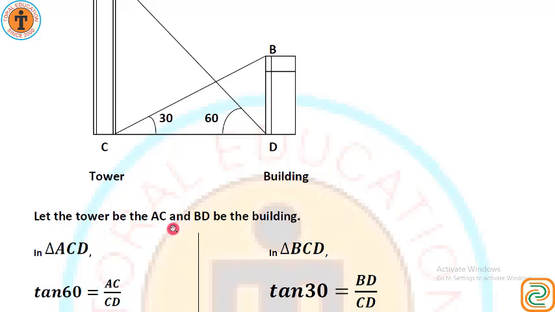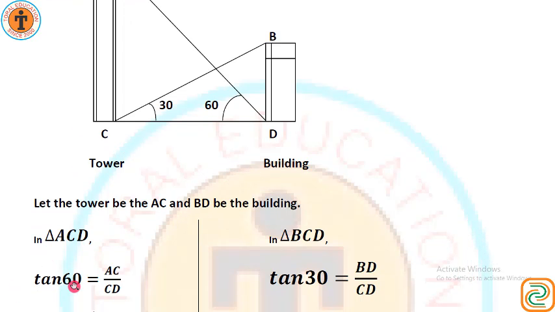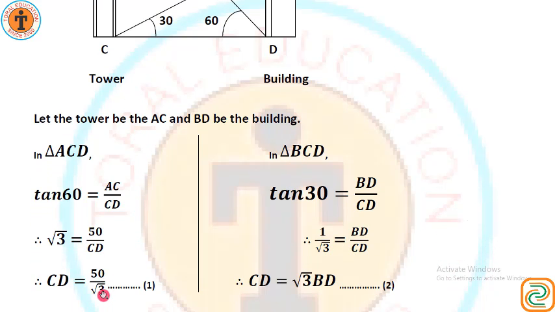Let the tower be AC and the building be BD. Now we have two triangles, and we are given that the building is 50 meter high. First we will take triangle ACD. tan 60 equals AC upon CD, so 50 upon CD. Therefore, CD equals 50 upon root 3.